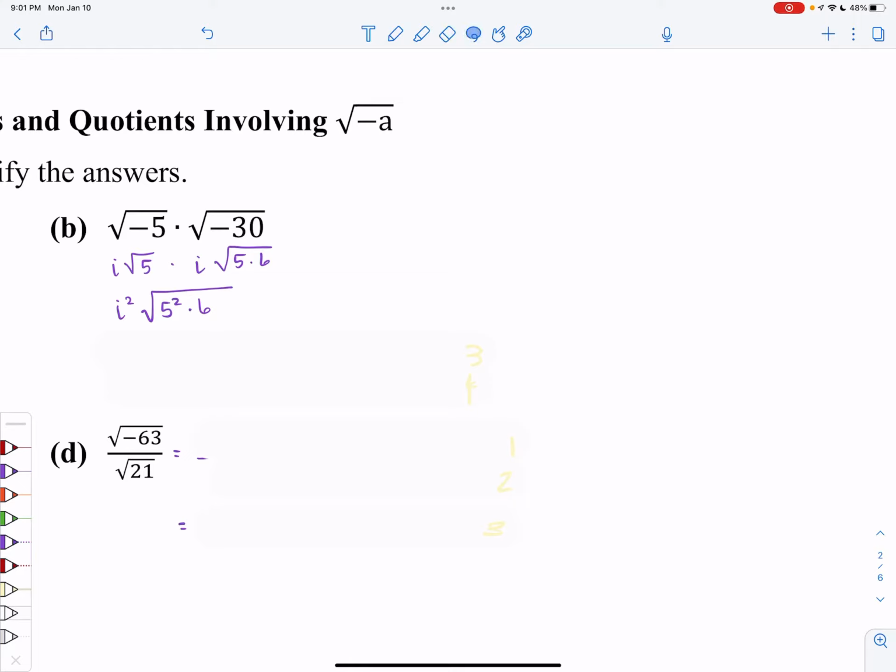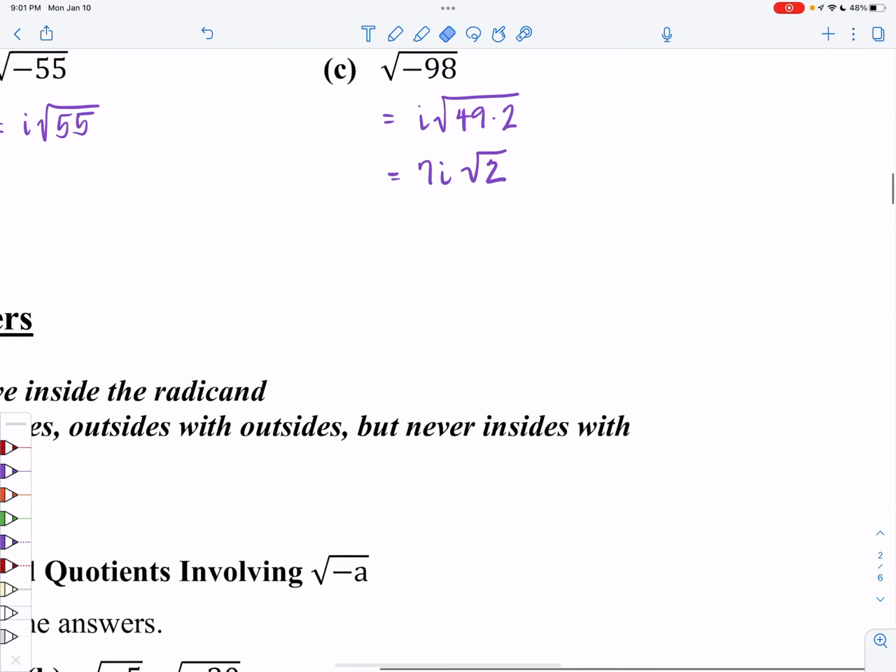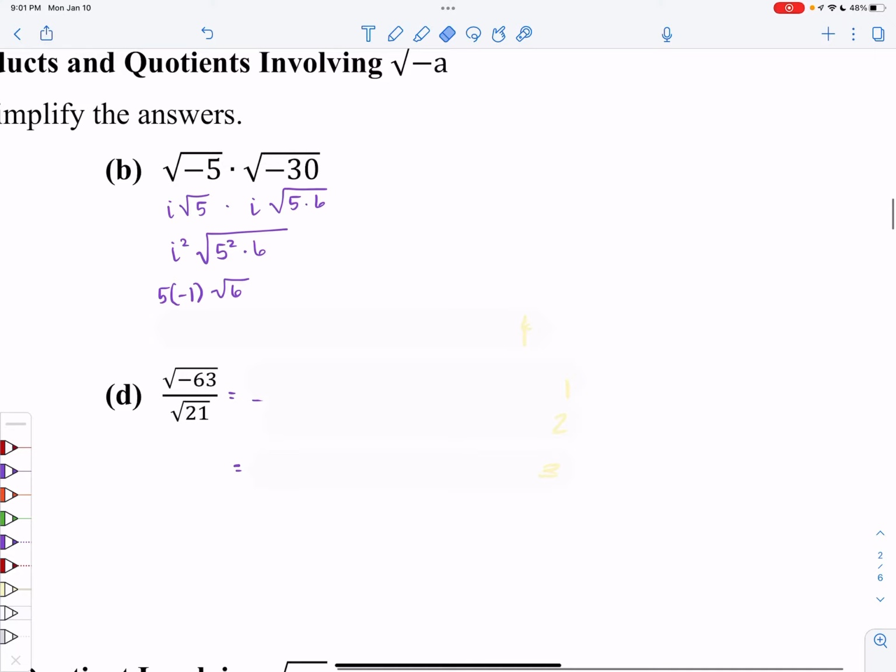Again, we know that squares and square roots undo each other. By the way, that only works in breaking it up like that. That only works with multiplying and dividing. And so my i squared will be a -1. The square root of 5 squared is just the 5 on the outside. And then the square root of 6. Clean that up and you'll have a -5 times the square root of 6.